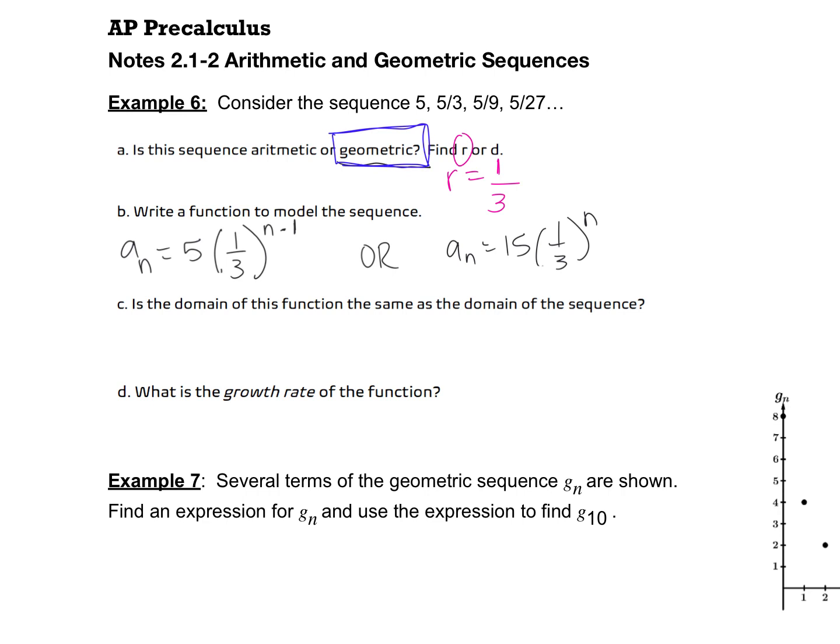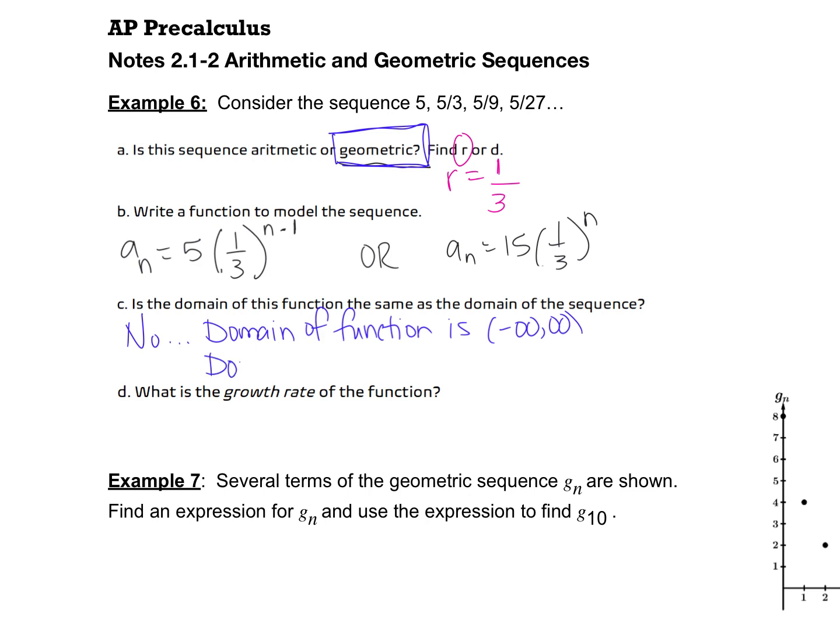Now, question. Is the domain of that function, if I look at that equation as a function, the same as the domain of the sequence? So I'm looking at it two different ways. Once as a function, once as a sequence. Their domains are not the same, okay? The domain of the function is all real numbers. If it's a function, I care about the points in between. I would connect the dots, right?